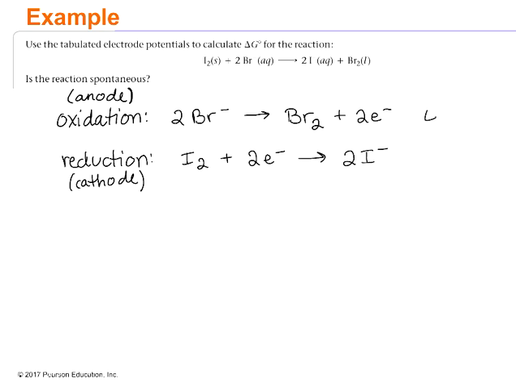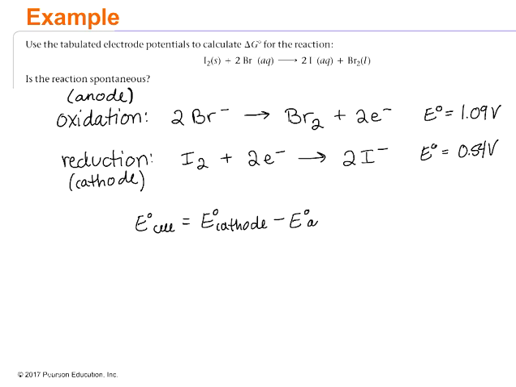So the potential value for the bromine half reaction is 1.09 volts, and the potential for the iodine half reaction is 0.54 volts. Okay, so let's plug that into our equation for E cell. We're going to take the cathode value and subtract the anode value.